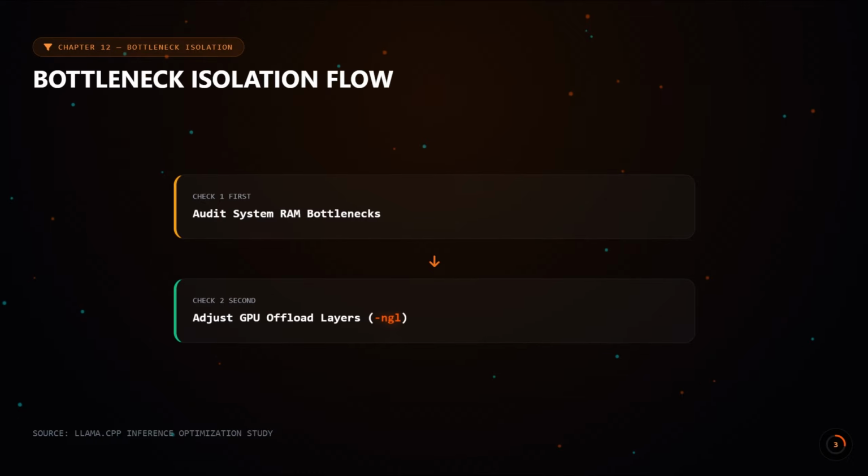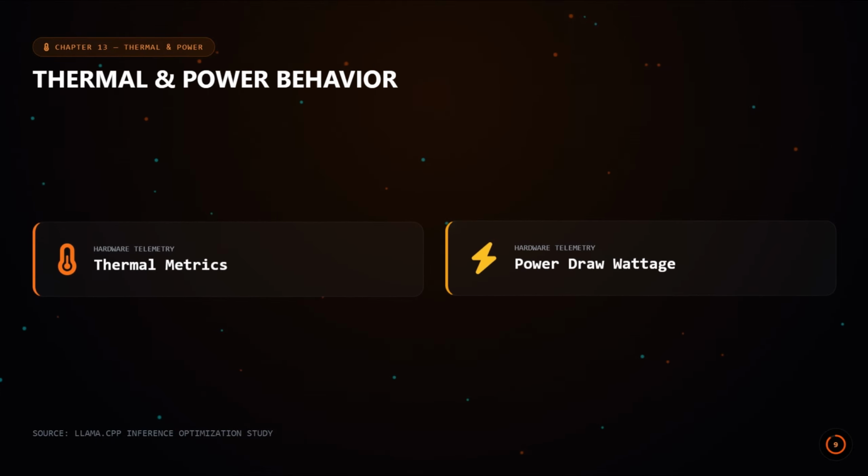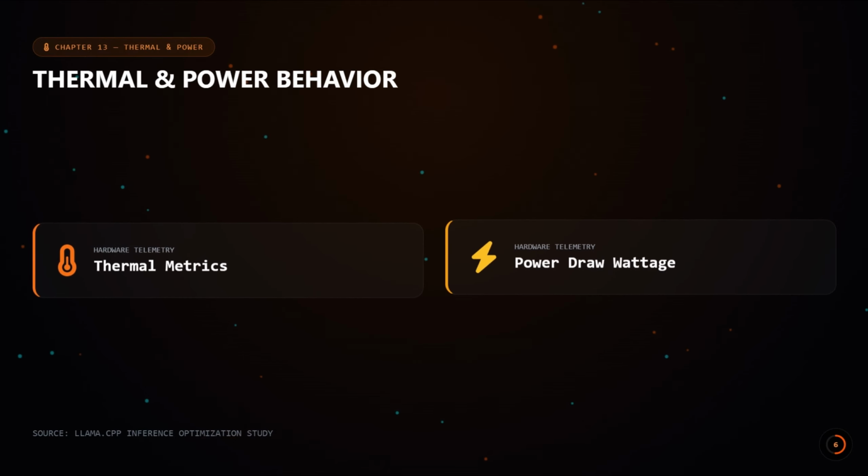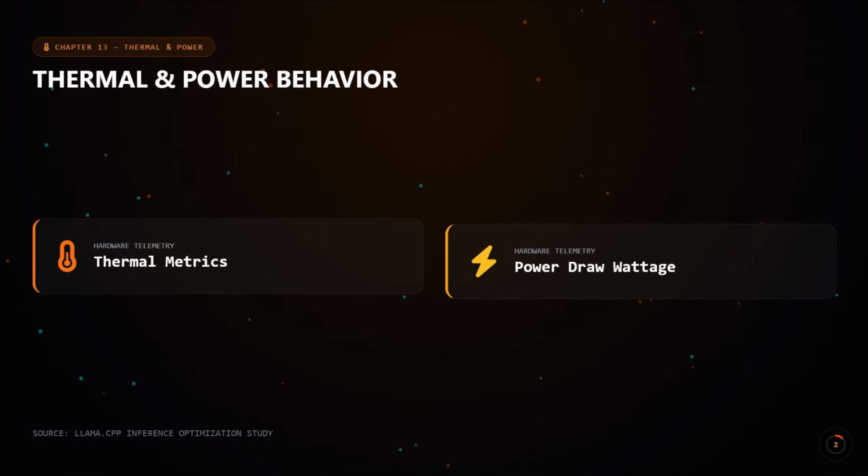There is also a quieter cost to all of this that almost nobody mentions until they hit it. Thermal and power behavior changes when a card is running partial offload inference for long stretches.